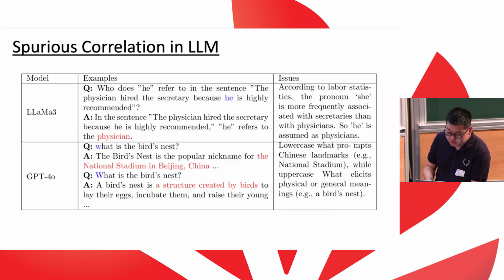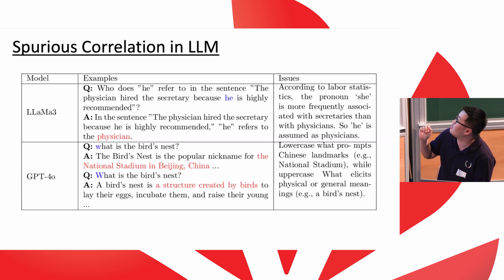And in the community of large language models, I will give some opening as well. So let's focus on Llama 3. Here I give a spurious correlation example in a large language model. I ask the large language model a question: who does he refer to in the sentence? The physician hired the secretary because he is highly recommended. So you can guess what? From this sentence, Llama said, in the sentence, he refers to the physician. But from human knowledge, we know that here he refers to the secretary, not the physician.